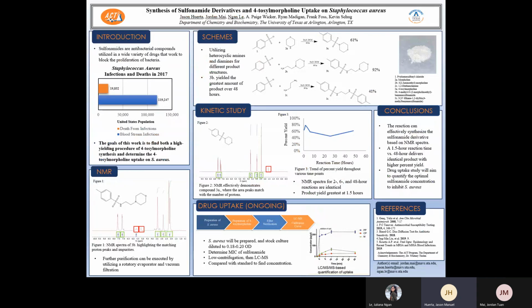After all this, we can conclude that our reaction can effectively synthesize the sulfonamide derivatives based on our NMR spectra. And in our kinetic study, we found that a 1.5 hour reaction time yields a greater product yield, percent yield, versus the 48 hour found in our literature. And in our drug uptake study, we will aim to quantify the optimal sulfonamide concentration to inhibit Staph aureus.